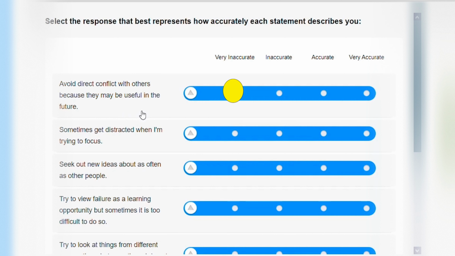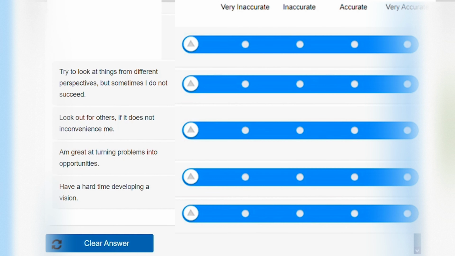Sometimes get distracted when I'm trying to focus. Inaccurate. Seek out new ideas about as often as other people. Accurate. Try to view failure as a learning opportunity, but sometimes it is too difficult to do so. Inaccurate. It should be always easy for you to do so. Try to look at things from different perspective, but sometimes I do not succeed. Accurate. Look out for others if it does not convenience me. No, you should be looking out for others even if it inconveniences you.